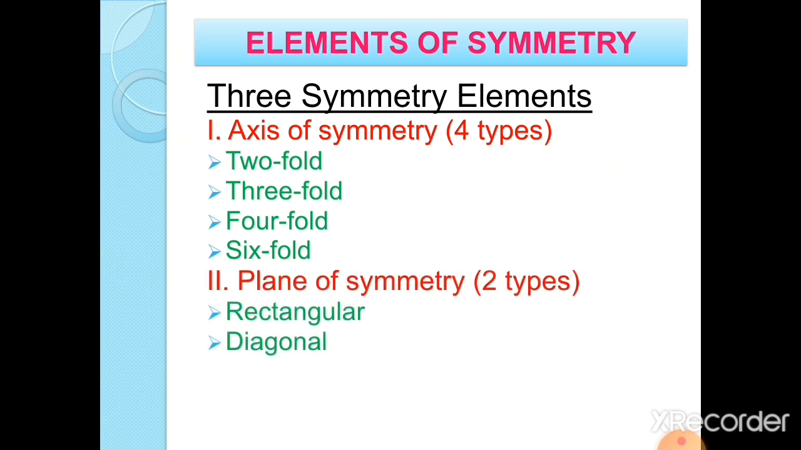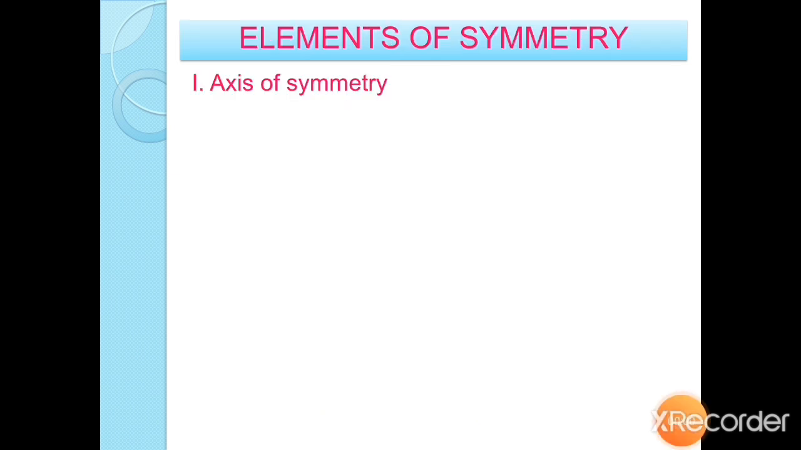Second one is plane of symmetry. It can be of two types, rectangular and diagonal. Third symmetry element is center of symmetry. There can be only one center of symmetry possible. Now let us discuss about axis of symmetry.